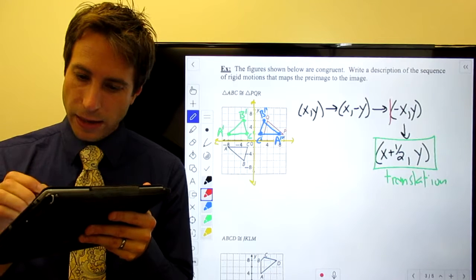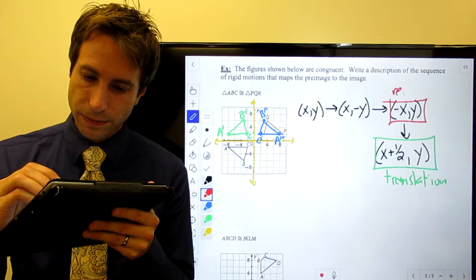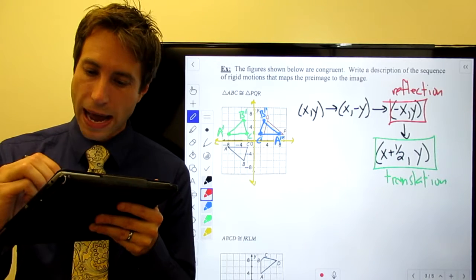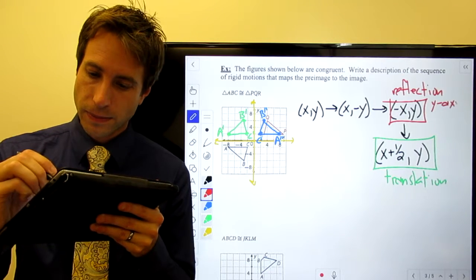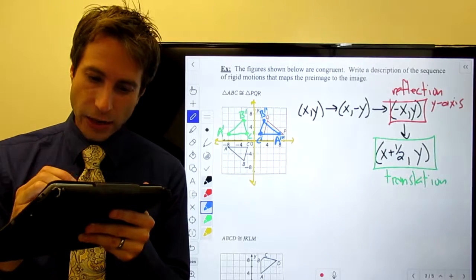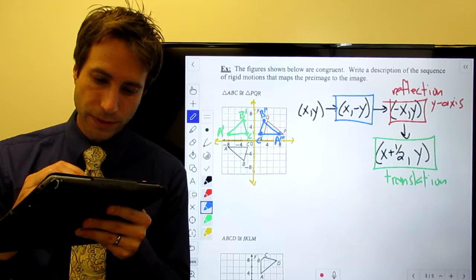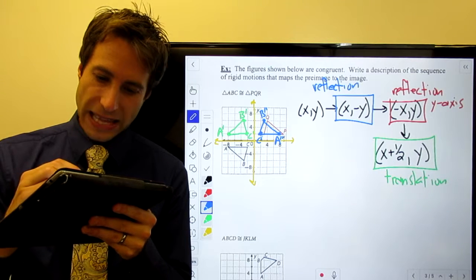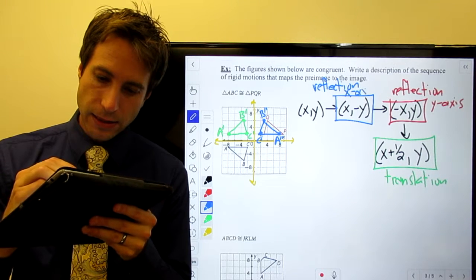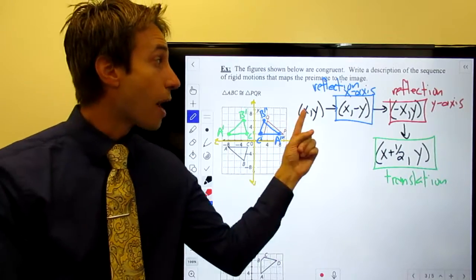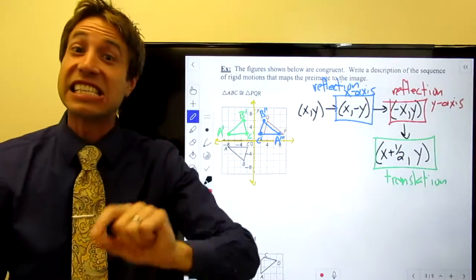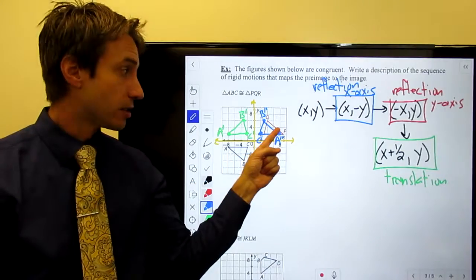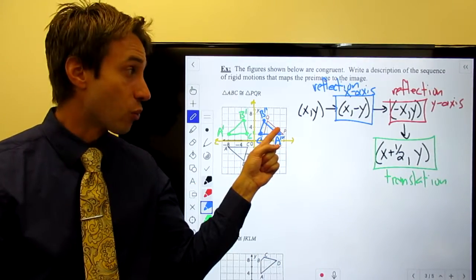This guy right here, reflection. The reflection is across the y-axis. And this guy right here was also a reflection, across the x-axis, right? And so what I've written here is a sequence of transformations that gets me from here to the other image I gave you in red.